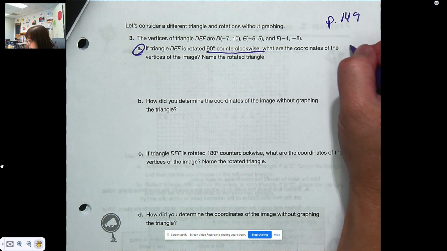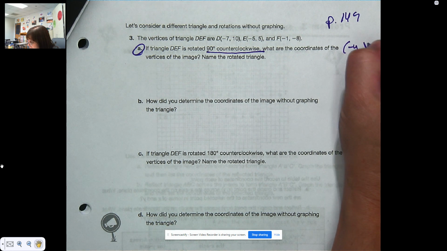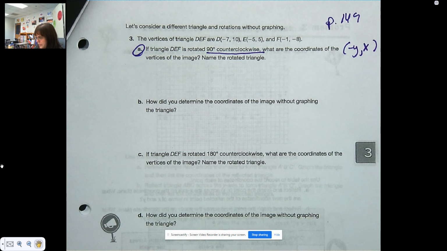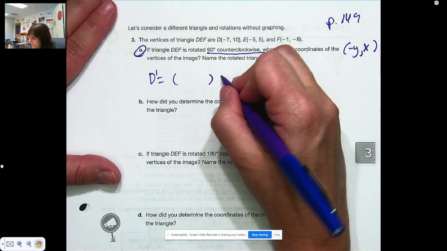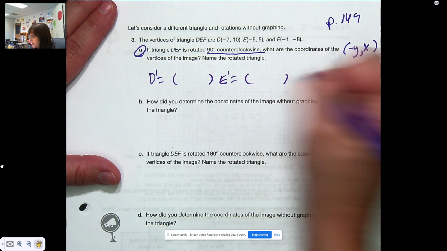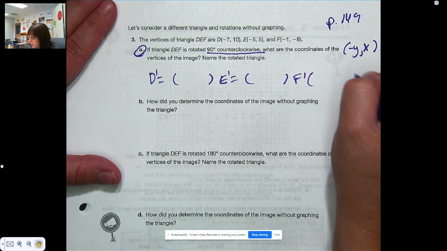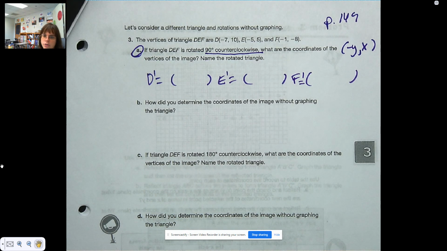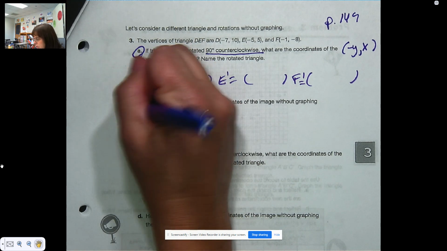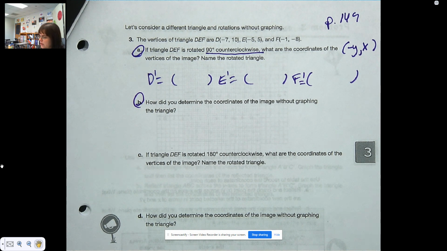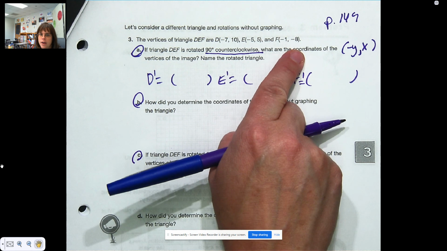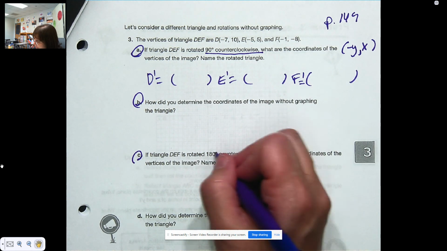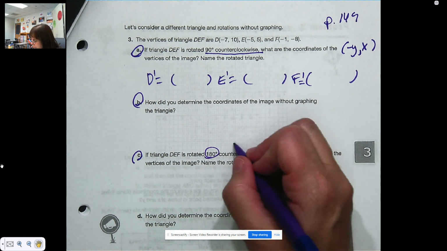And I'm going to encourage you to write that rule, -y, x. Okay? Think about how you can use what we talked about with that rule to predict what this would be. How did you determine the coordinates without graphing the triangle? Okay? Then you're going to look at C, and it's the same coordinates that you start with. Okay? And it says now you're going to rotate this 180 or 2 turns backwards.